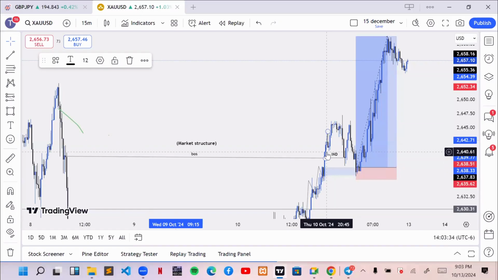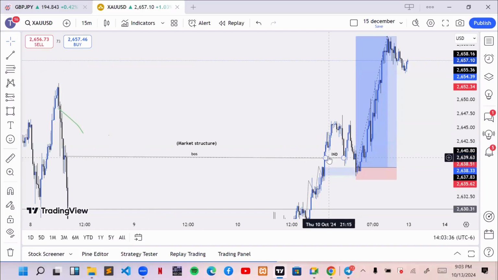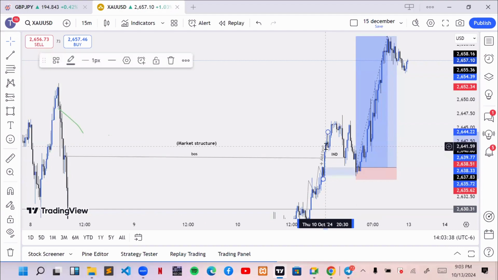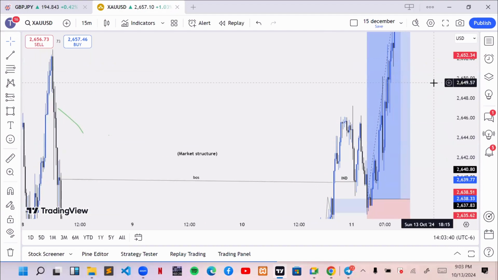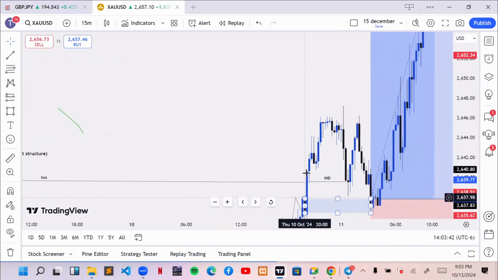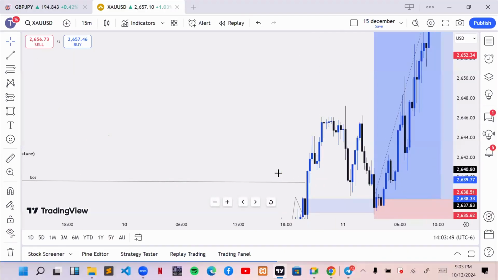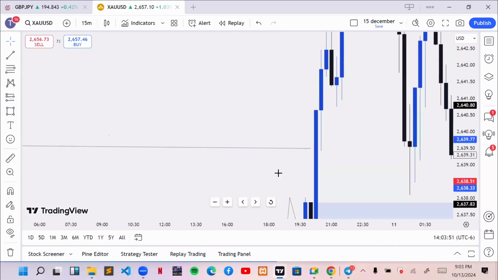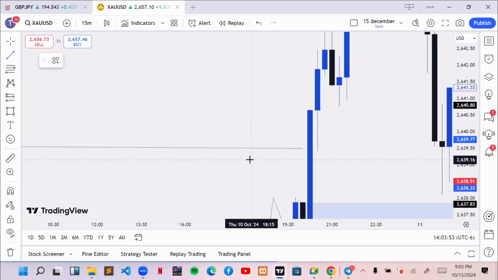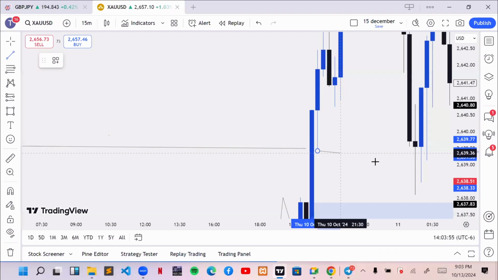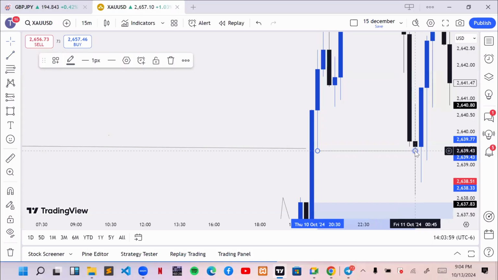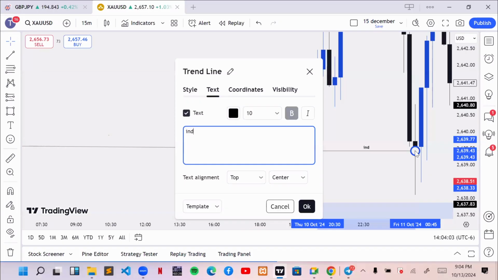Then this first pullback that the market makes is your inducement. It's the first pullback the market makes after the break of structure, the market structure. I told you it can be a single candle or multiple candles. In this case, you can see this single candle right here. I don't know if you can see it, it is very clear. This is the inducement space. So this is your inducement.